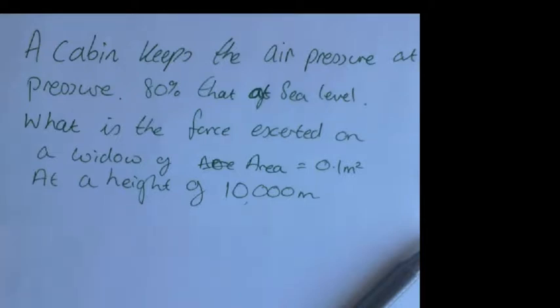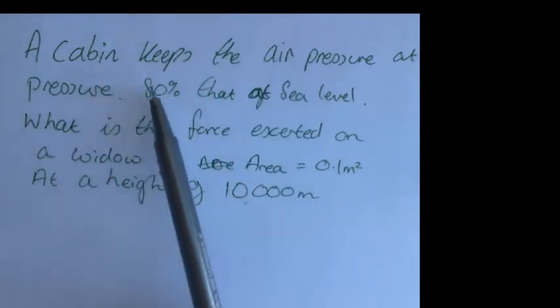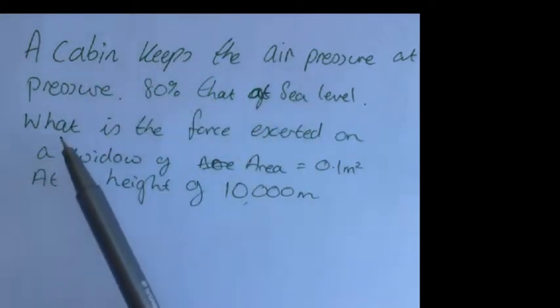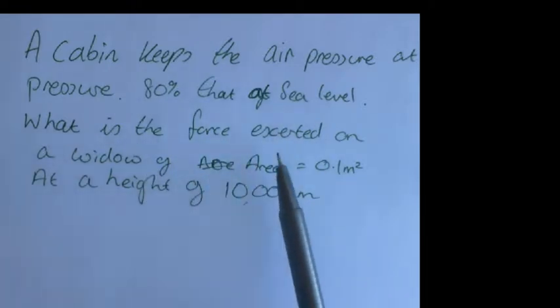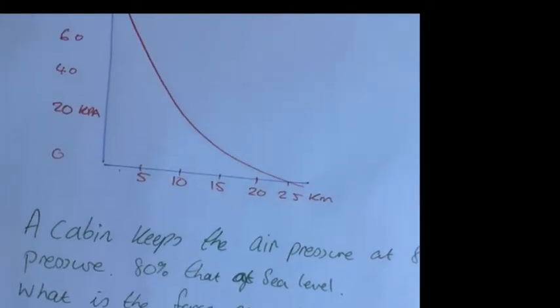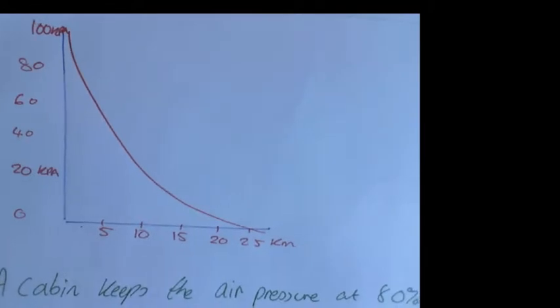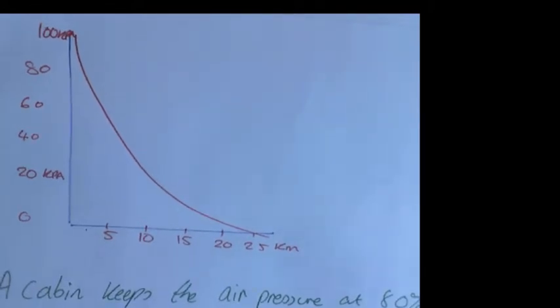Okay, so P11.3, and this is a problem. A cabin keeps the air pressure at 80% that of sea level. What is the force exerted on a window of area 0.1 meters squared at a height of 10,000 kilometers? And they give you this handy graph that looks like this. Okay, and that is an absolute stinker of a question. How do we solve it?